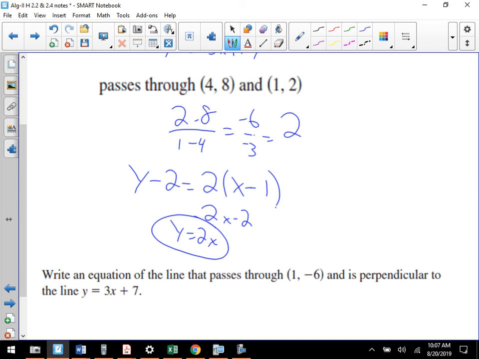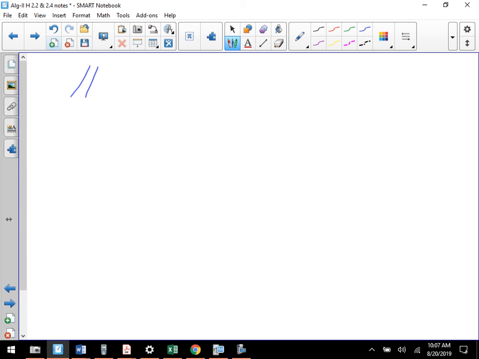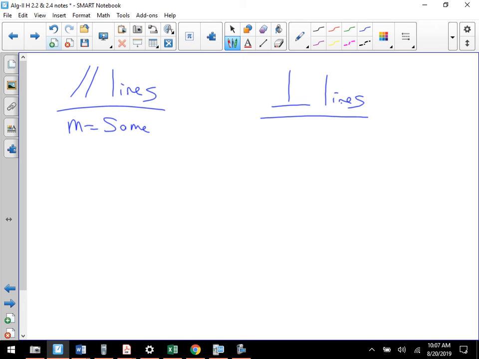Now lastly, we wrote the equation of a line that passed through a point that was perpendicular. I didn't remind you guys of this, so real fast. Parallel lines, what's the relationship with parallel lines and their slopes? They're the same slopes. Good. Parallel lines, slopes are the same. Perpendicular lines, opposite reciprocal. Now remember, opposite reciprocal just means change the sign, flip the fraction. One of the little tricks I'll come back to later. We don't have time for that now.